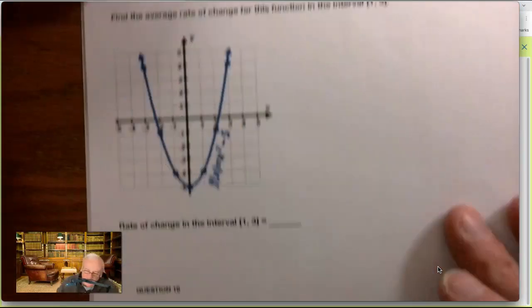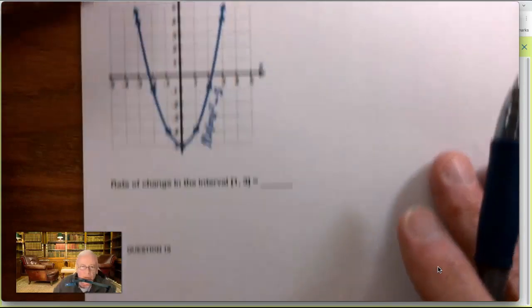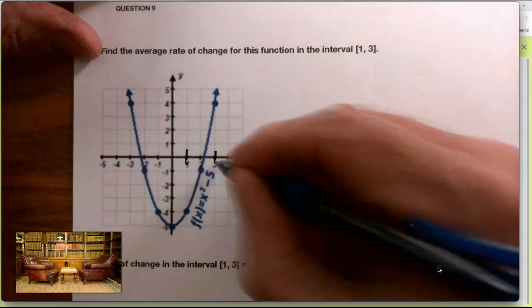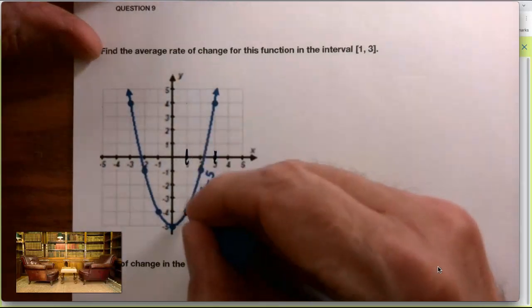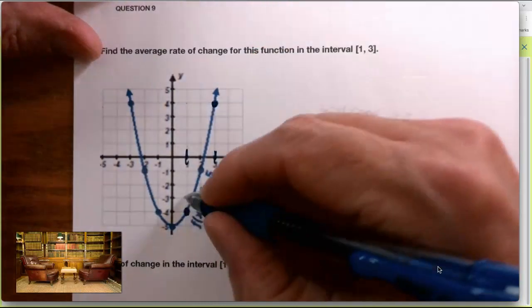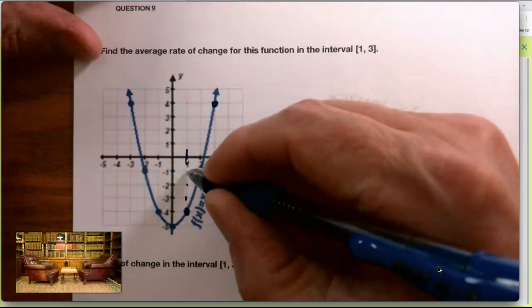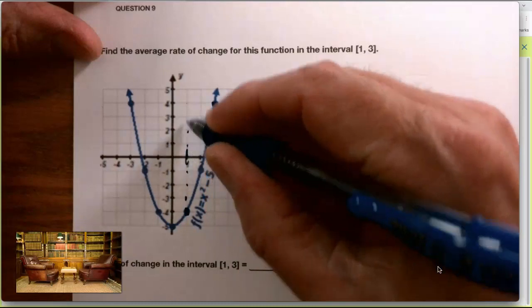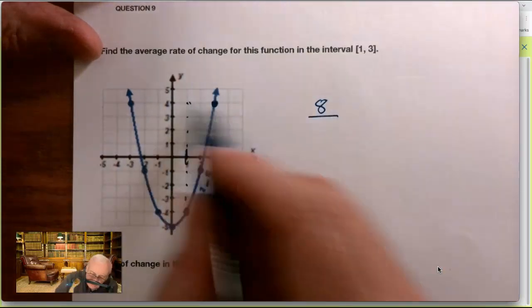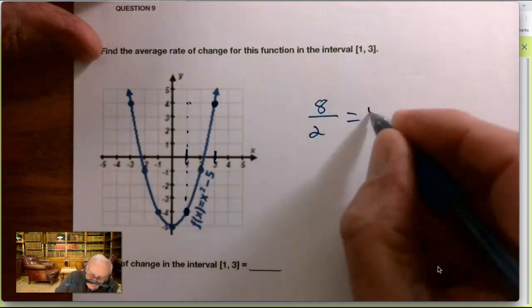All right, number 9, interval between 1 and 3. So this is 1, and this is 3. All right, come down to right there is where the 1 is, and 3 is way up here. So count 1, 2, 3, 4, 5, 6, 7, 8. So 8's on top. That's the rise. 2 on the bottom. I got 4.